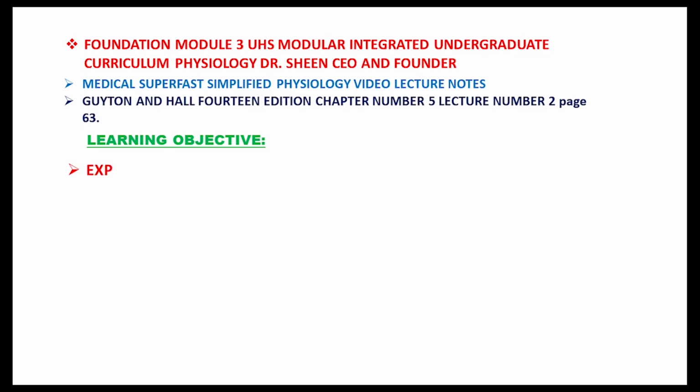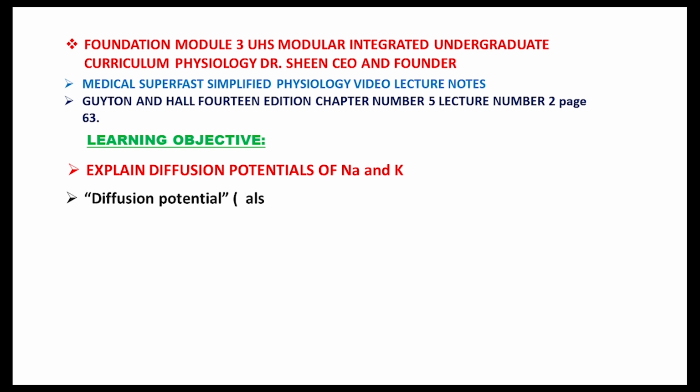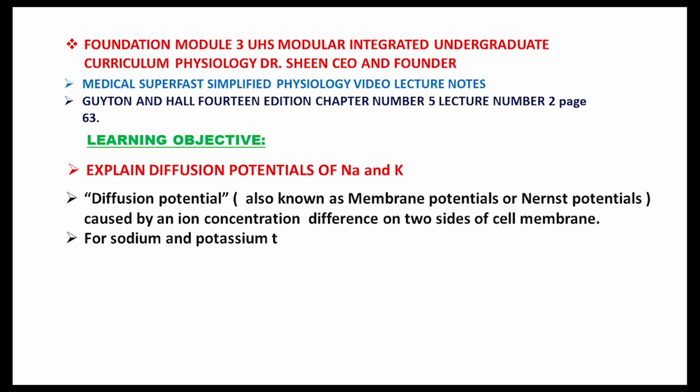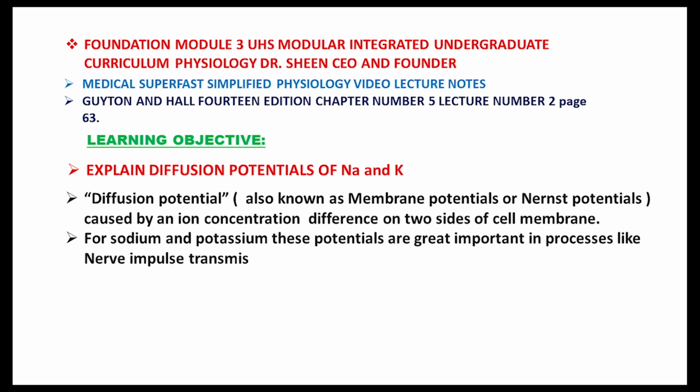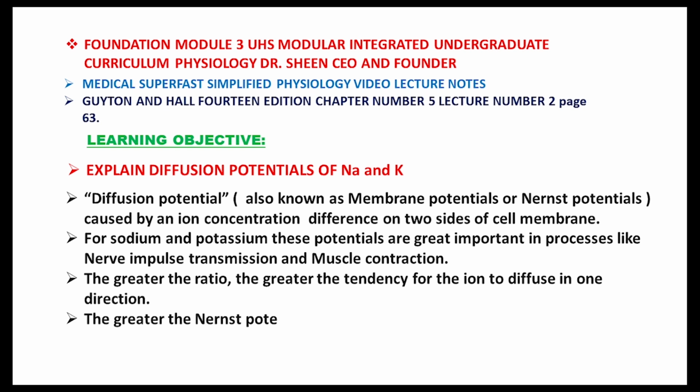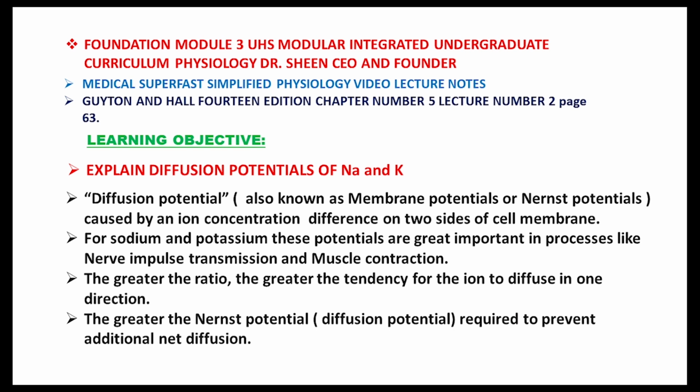Learning Objective: Explain diffusion potentials of sodium and potassium. Diffusion potential, also known as membrane potential or Nernst potential, is caused by an ion concentration difference on two sides of a cell membrane. For sodium and potassium, these potentials are of great importance in processes like nerve impulse transmission and muscle contraction. The greater the ratio, the greater the tendency for the ion to diffuse in one direction. The greater the Nernst potential, the greater the diffusion potential required to prevent additional net diffusion.